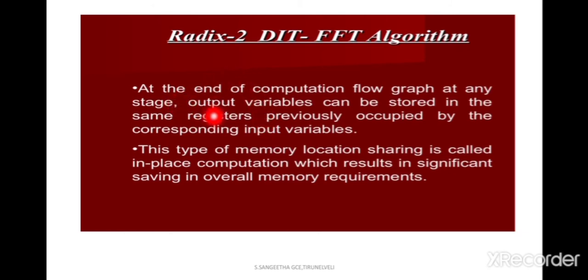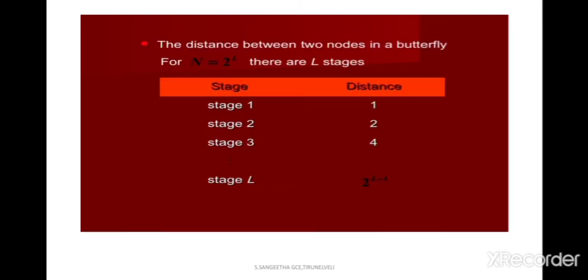At the end of the computation flow graph at any stage, the output variables can be stored in the same registers previously occupied by the corresponding input variables. This type of memory location sharing is called in-place computation, which results in significant saving in overall memory requirements. The distance between two nodes in a butterfly for N equal to 2 to the power L, there are L stages. For example, at stage 1 we have distance 1, and up to stage L we have distance 2 to the power L minus 1.